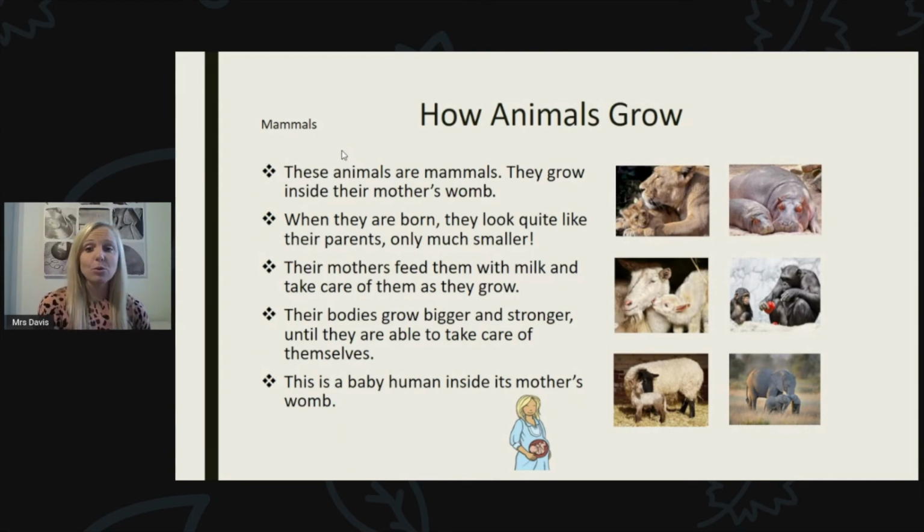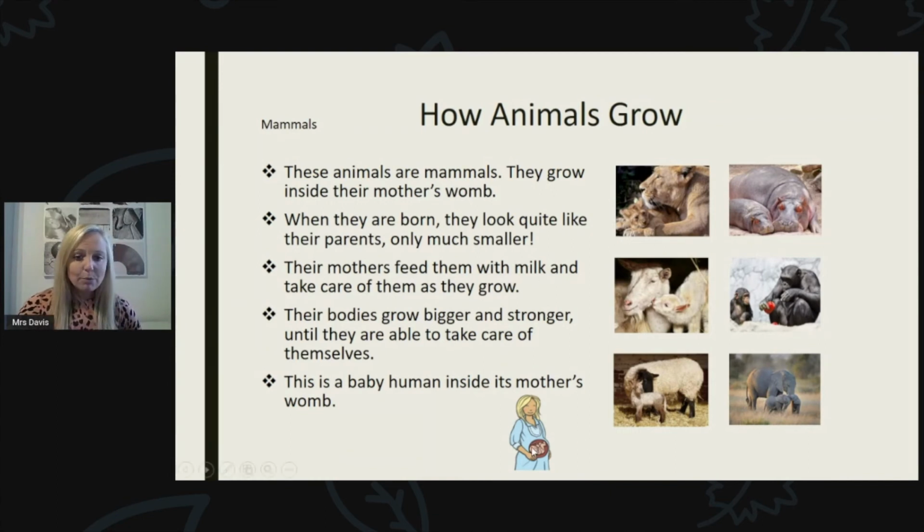So these animals are all mammals, and they grow inside their mother's womb. When they are born, they look quite like their parents, only much smaller. So we've got here, you can see the lion and we've got a lion cub. Their mothers feed them with milk and take care of them as they grow. Their bodies grow bigger and stronger until they are able to take care of themselves.